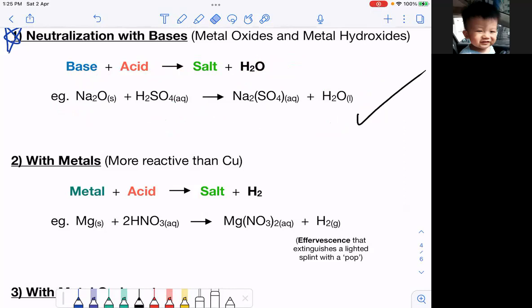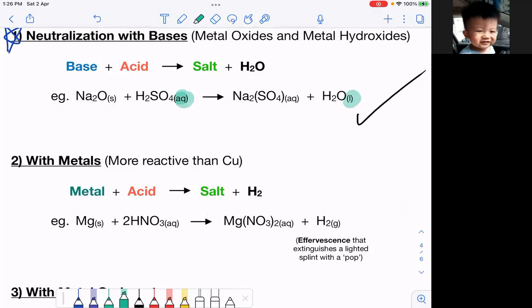Now, state symbol is a bit higher level. Some of you are not expected to know this yet. State symbol is the state that they come in. Who told me? Okay, this one is guaranteed. What is AQ? Aqueous means what? Dissolved in water already. Can I write anything else for this? All acids must be aqueous. So just no brainer.